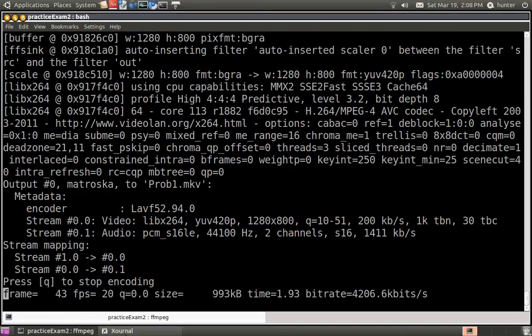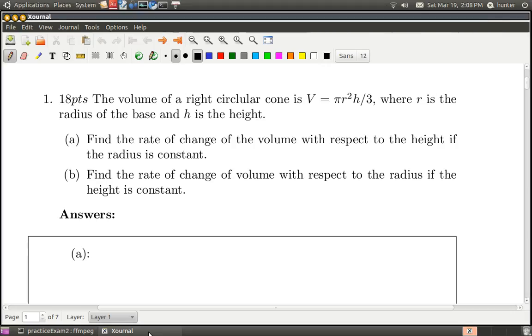Let's do problem 1 on practice exam 2. So this is the question. It's kind of like problem 1 on the first exam in that it's really simple, but it maybe looks complicated because there are lots of letters. So let's just look at part A here.